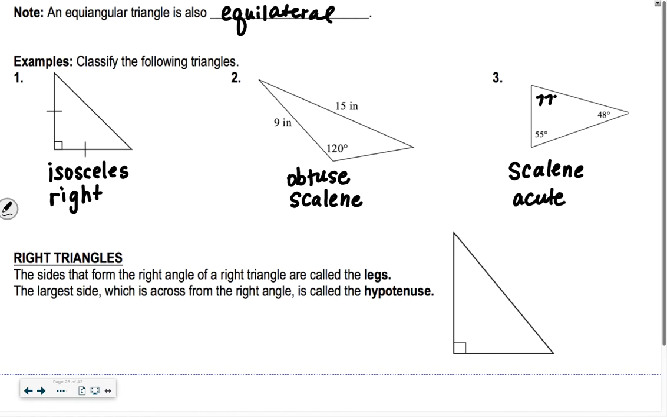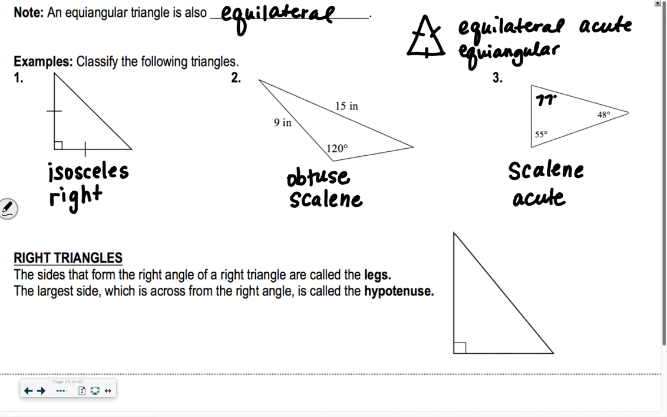Okay, so I should have done one more. What if I have one that looks like this? It would be equilateral, which means it's also equiangular, right? It's acute because they would all be 60. It would also be isosceles. Good. Why is it isosceles? What was our definition? Yeah, because we said at least two sides are congruent. Exactly.